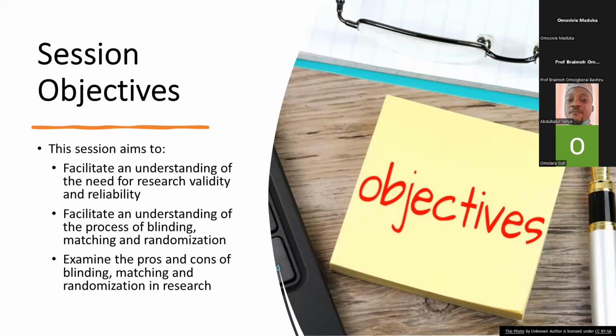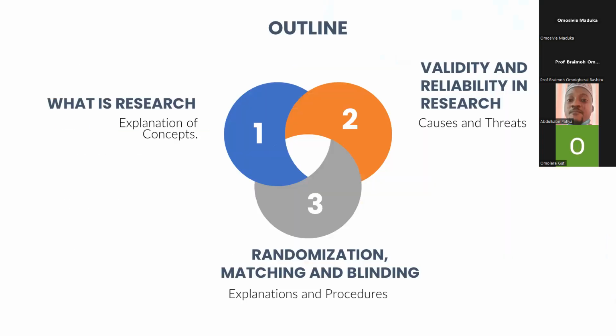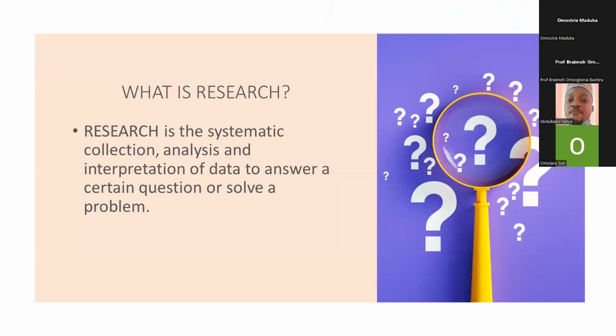Then, of course, we'll look at the pros and cons, the advantages and disadvantages, in the use of these methods. And like I said, I'll be adding other methods into the mix. So this is how the presentation will go. We will look at what research is, link it to validity and reliability in research, and then explain randomization, matching, blinding, and other statistical methods for achieving validity and reliability.